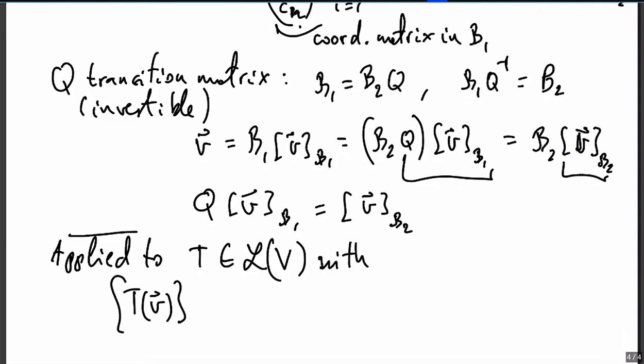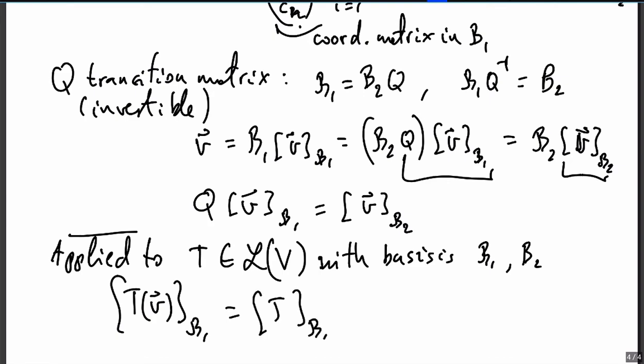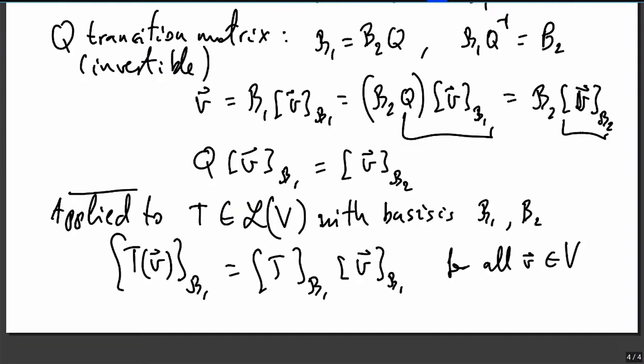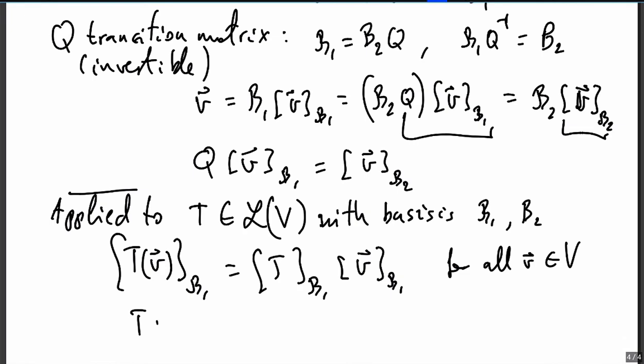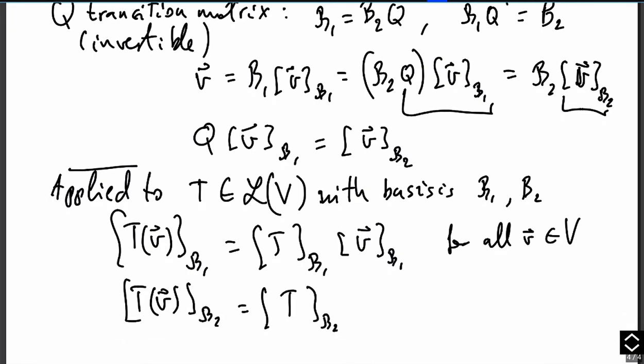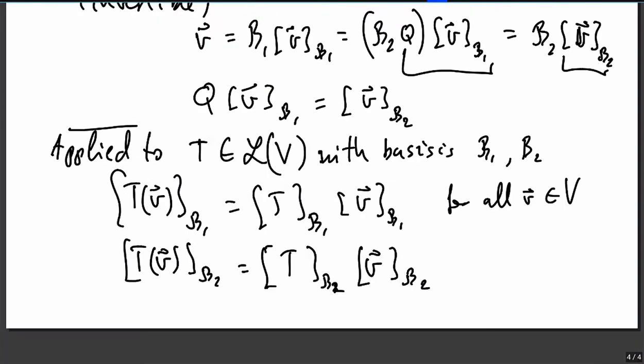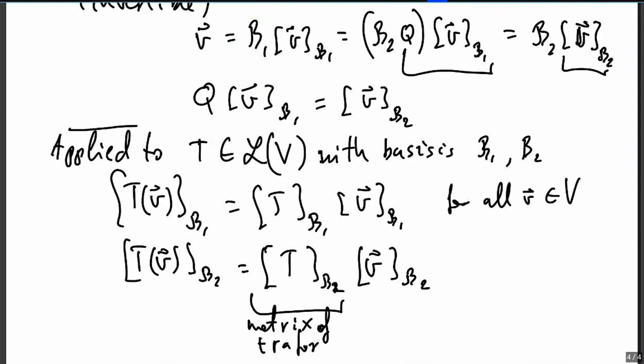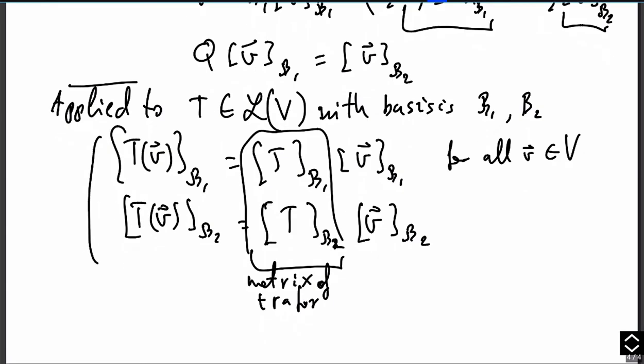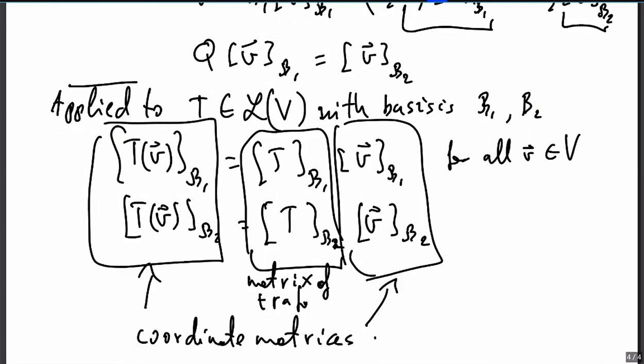For example, if the basis is B, or let's say B1 and B2. So TV, for example, in B1, the notation is supposed to be that the matrix representation in B1 times the V vector's B1 coordinate matrix. This is supposed to hold for all V vectors in the V space. The same thing is true if we do this in the B2 basis. So then we get a different matrix. So these are the matrices of the transformation in B1 and B2 basis. These are coordinate matrices of vectors.